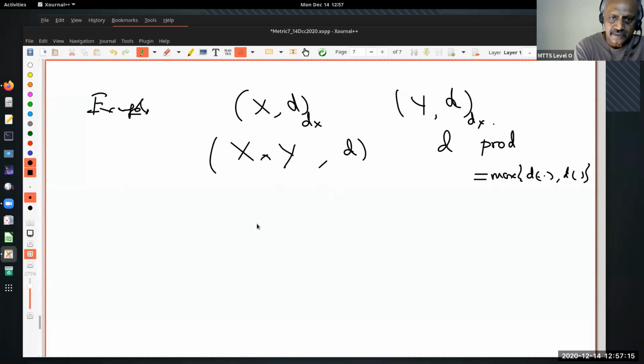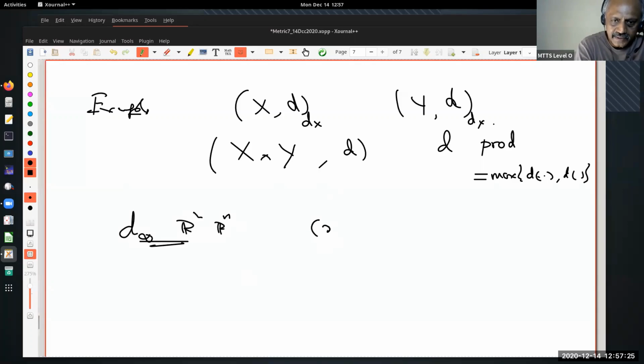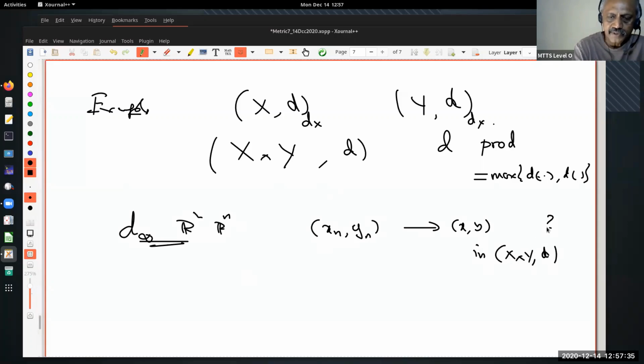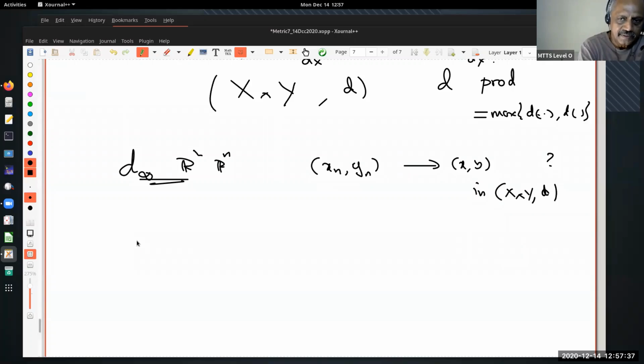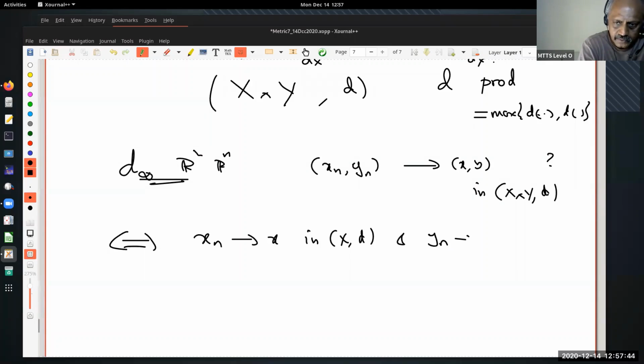Okay, so I want to say this. This is again easy. This is exactly similar to the way we did d infinity on R^2 or R^n. That is, take a sequence (x_n, y_n). When does it converge to (x, y) in the space (X cross Y, d)? This is what I want to understand. What I am claiming is this happens if and only if x_n converges to x in X_d and y_n converges to y in Y_d. That's it. This is our claim.